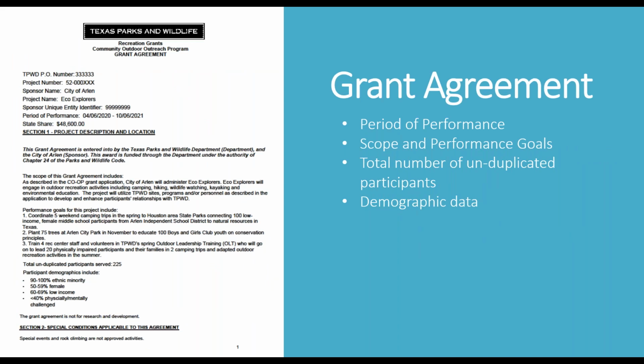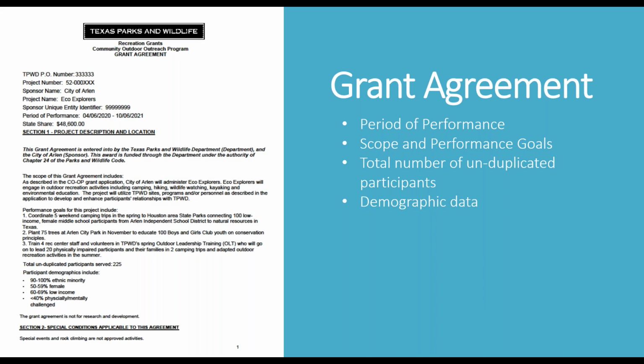And then this is what your grant agreement is going to look like. This would be an example of the first page. This is the legal document used to outline your project scope and requirements. At the top, you'll see a lot of basic information like your project number and name, the period of performance, and your total grant amount.